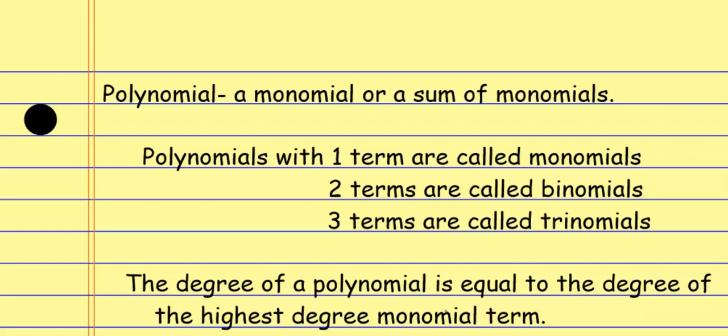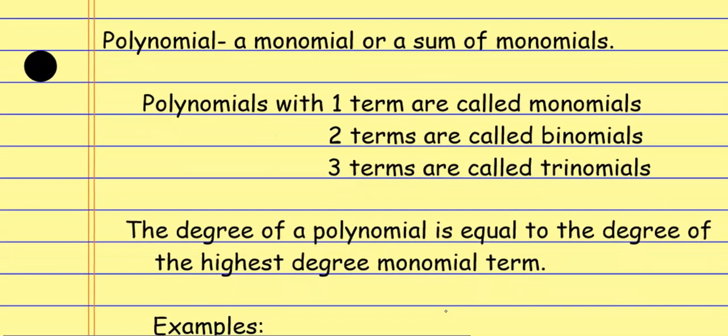Let's talk about the degree of these things. The degree of a polynomial is basically whatever the biggest monomial degree is. A polynomial is made up of monomials being added together, so if I find the degree of each term, each monomial, the degree of the polynomial is just whichever one of those is the biggest. So I'm going to look at each term separately and say, what's the degree of this term? What's the degree of this term? Whichever one of those is the biggest, that's the degree of the polynomial.